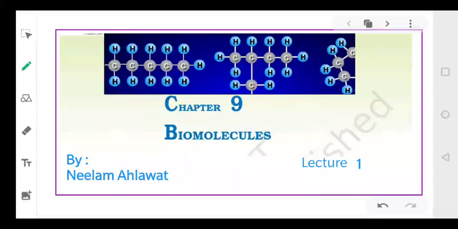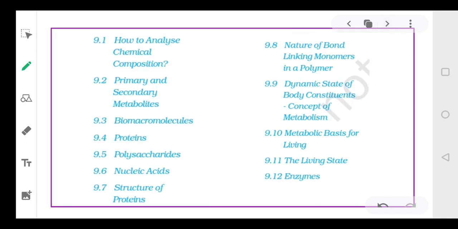Chapter 9, biomolecules. And as the name suggests, dear students, biomolecules means the molecules which are present in the living organisms. So let's see what we'll be dealing with in this chapter. What are the various topics?